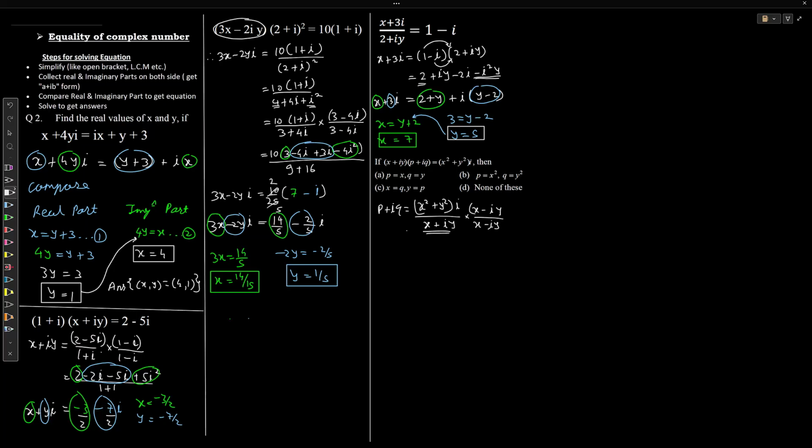Okay, multiply i with this bracket. Your x² + y² will be as it is. So we'll get xi - i²y. And in denominator we'll get x² + y². So these two brackets will be cancelled out, and we'll get p + iq is equal to xi + y. चलो बोलो तो. By comparing real part, what we'll get?